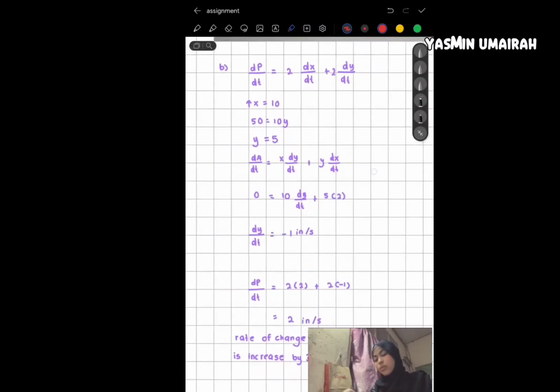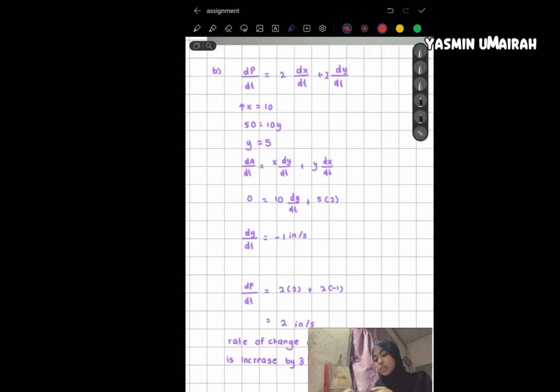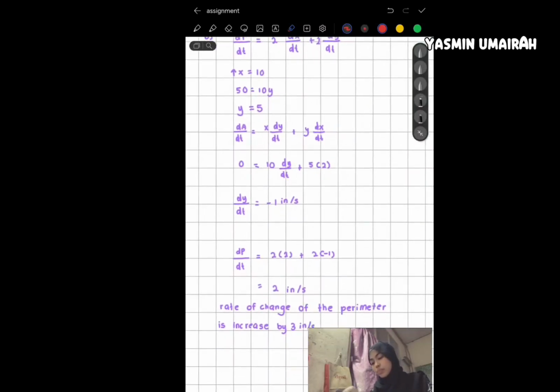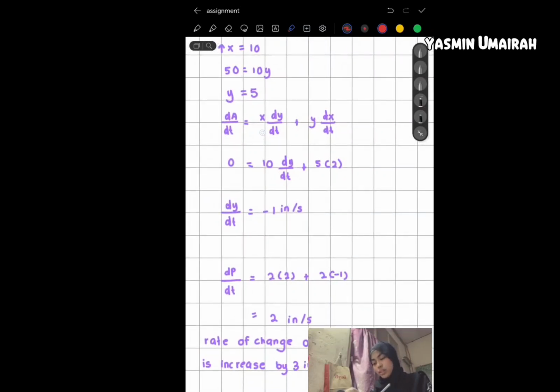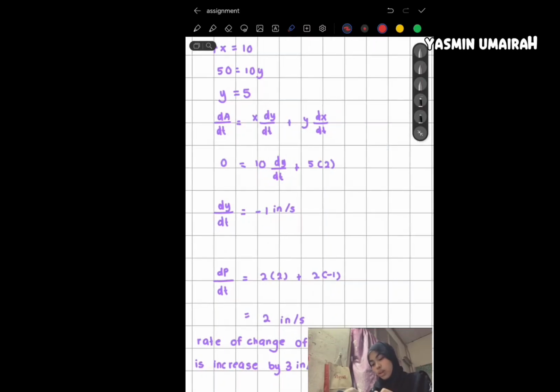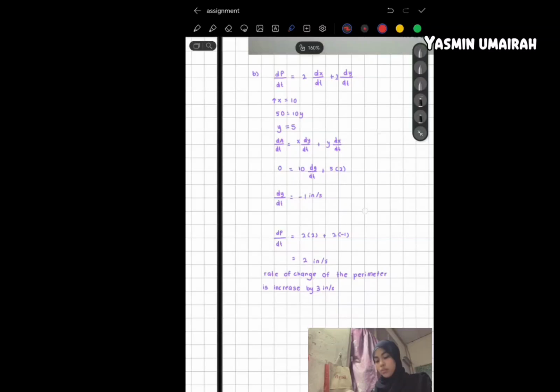From the area formula, we have to find the rate of change of the area. We already know it is 0 because it is constant. So x is 10 from the equation, y is 5, we already got, and dx/dt is 2 from the statement.